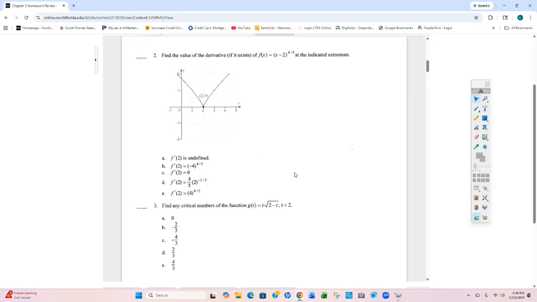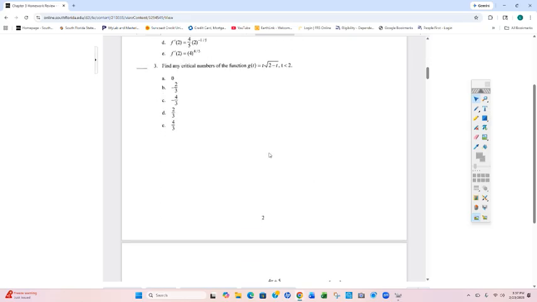Answer A, f prime of 2 is undefined. Answer B, f prime of 2 equals, in parentheses, -4, and then to the 4/5 power. C, f prime of 2 equals 0. D, f prime of 2 equals 4/5 times, in parentheses, x minus 2, and then to the -1/5 power. E, f prime of 2 equals, in parentheses, 4, to the 4/5 power. The correct answer is A, and that is from section 3.1.